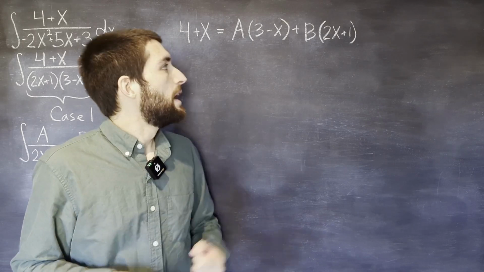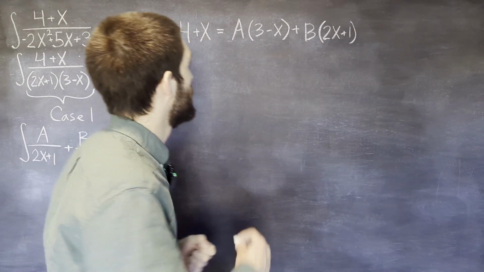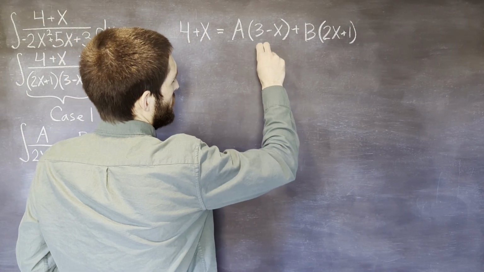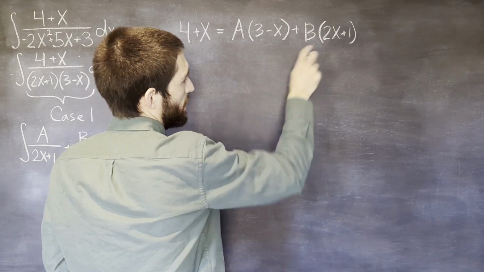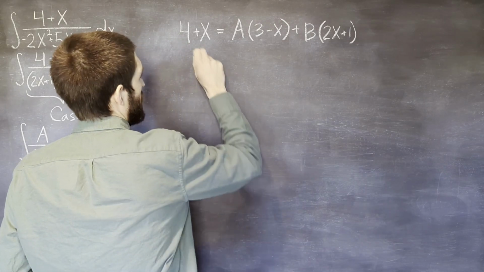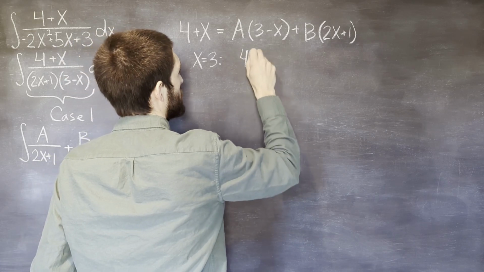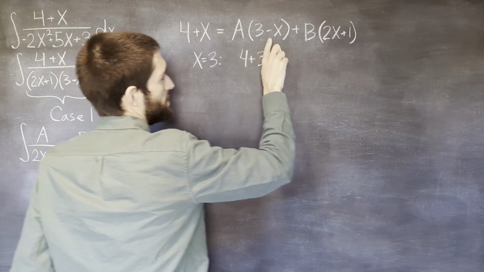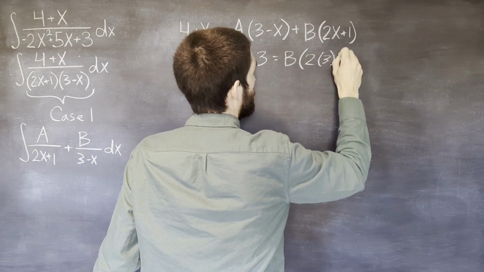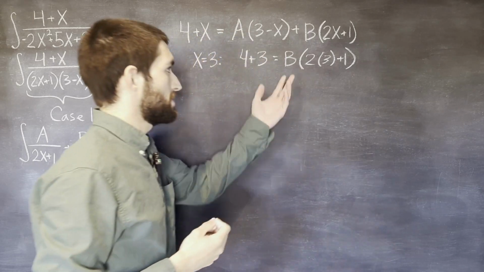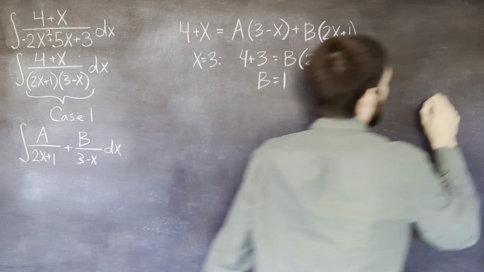To solve for A and B, we choose values for x that allow us to cancel one of our constants so that we can solve for the other. So for example, if we choose x = 3, then this becomes 3 - 3, which equals 0, canceling out A, and then leaving us with only B to solve for. So let's try that. If x = 3, the left side becomes 4 + 3. The right side becomes 0 + B times (2 times 3 + 1). And now we're just left with B. Solving for B, we get B = 1.